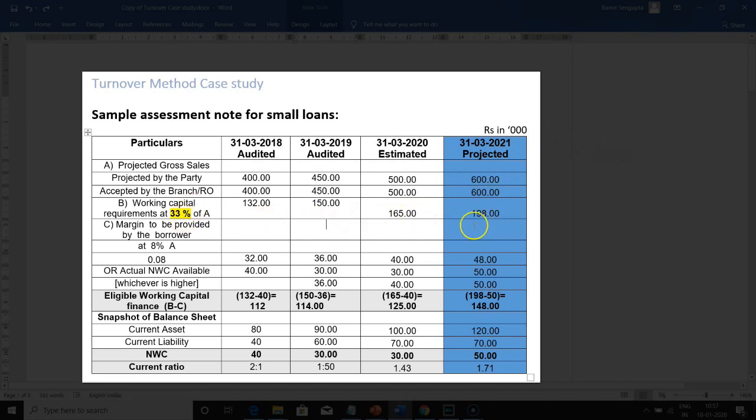Now comes the tricky part, margin. First we calculate 8% of the sales, which is around rupees 48. But that's not enough. We must also check the NWC. This is where your balance sheet figures come in handy. The NWC works out to be rupees 50. Since 50 is greater than 48, we have to take 50 as margin and subtract the same from the working capital requirement arrived at step B. So your eligible finance comes to rupees 148. Observe carefully, if you wrongly take NWC of financial year 2019, you will end up over assessing the limit.